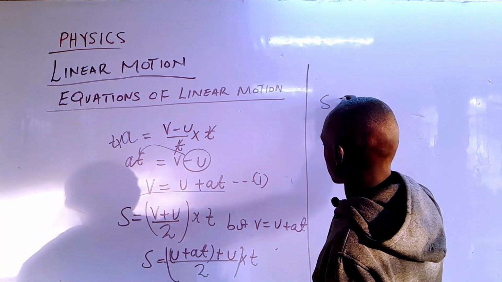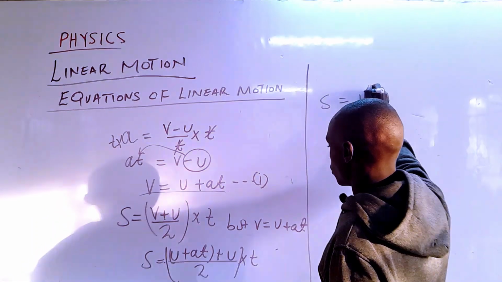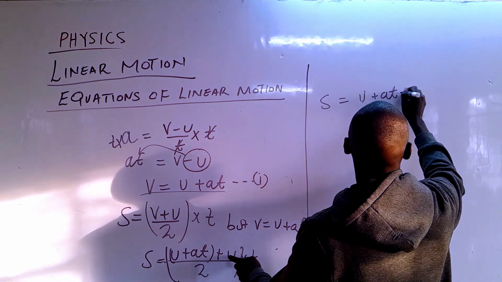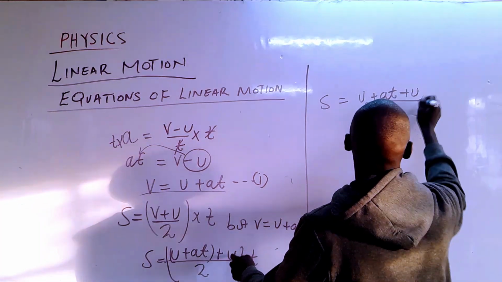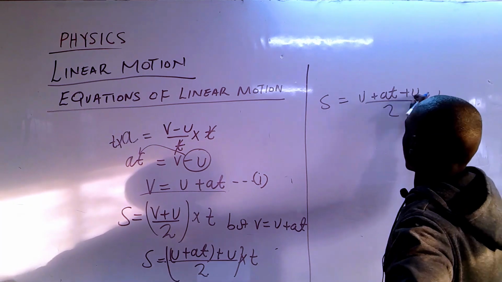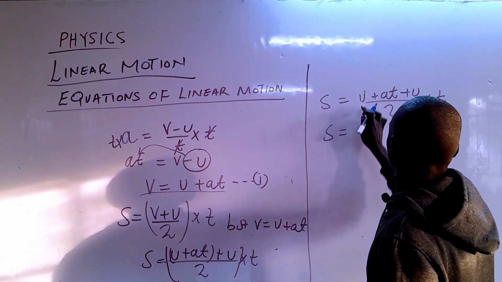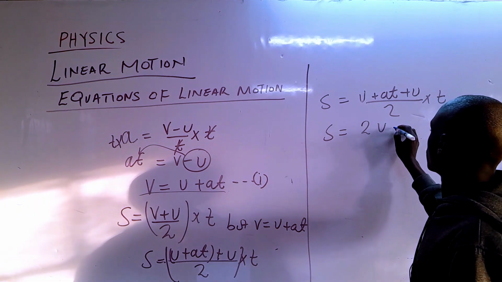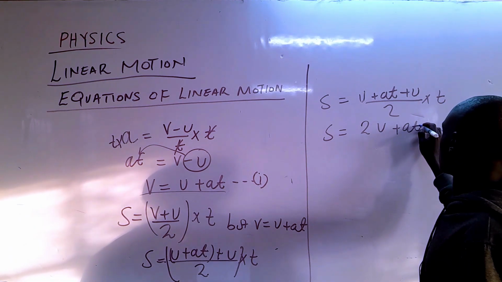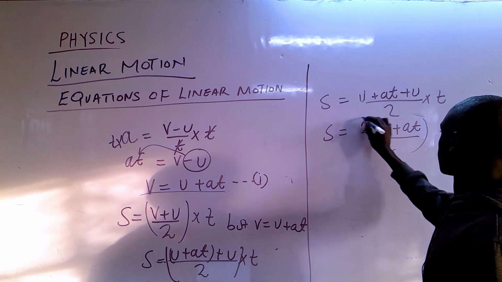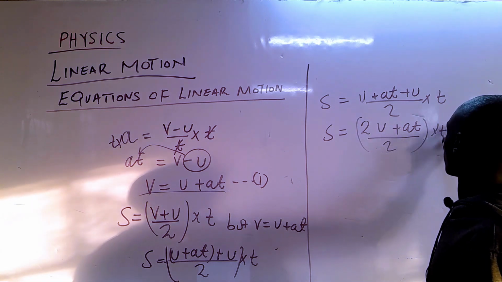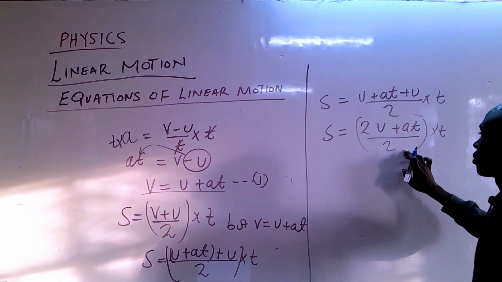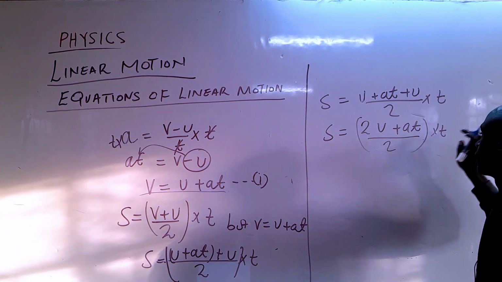So s equals, we open this bracket, u plus at plus u, divided by 2, multiplied by t. So here we have this constant s. u plus u gives us 2u. So here we have 2u plus at divided by 2 multiplied by t. You now open the whole bracket here by multiplying each term here with t.